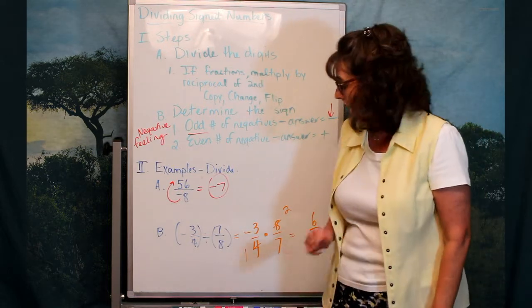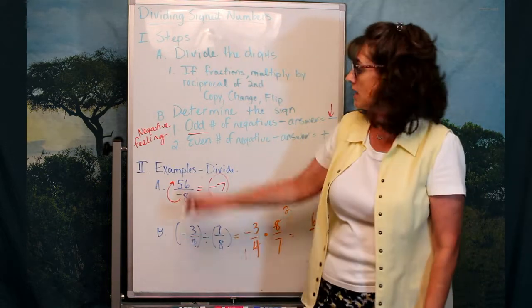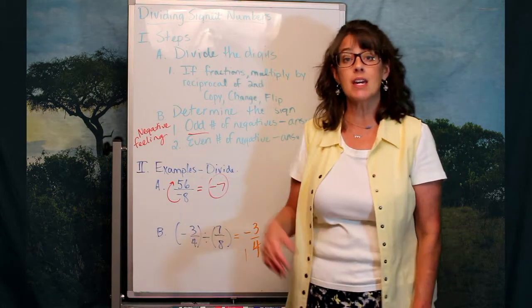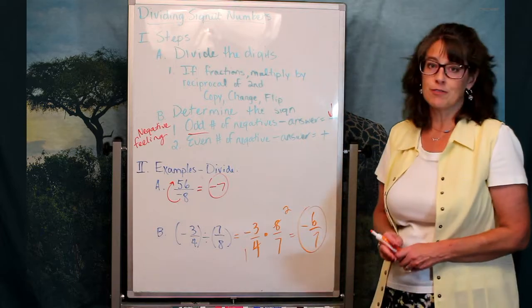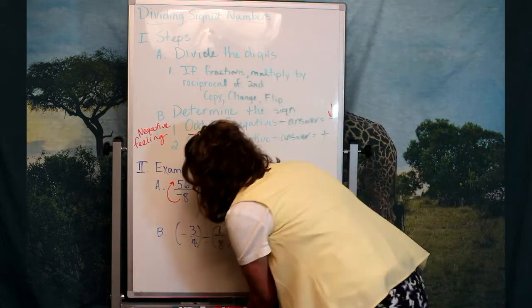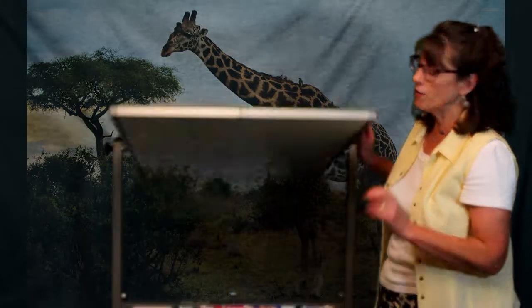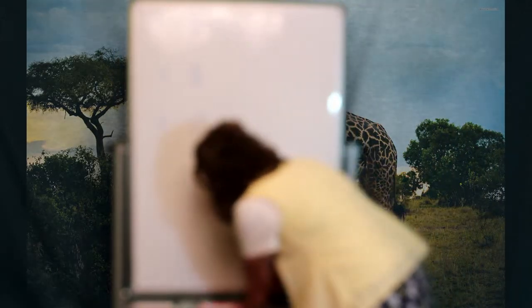How many negatives do I have? One negative right here. That is an odd number of negatives. So once again, they're giving me that negative feeling, meaning my answer is a negative. All right, let's try just a few more, just to make sure we feel very good and solid with this.